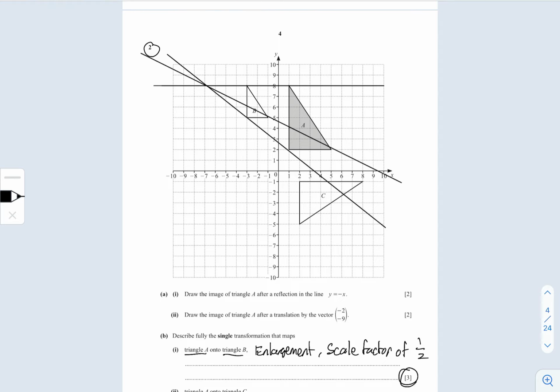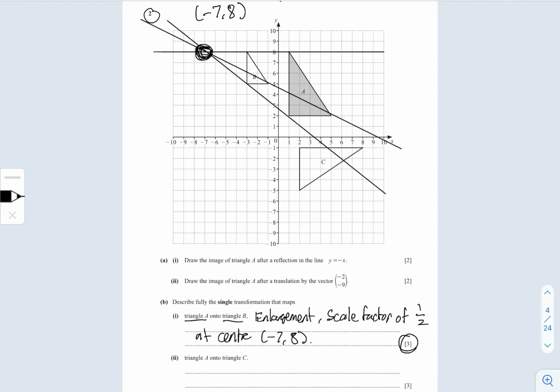So now that we have drawn the 3 lines, as you can see on the screen, you find the point where it all intersects, which, this is an estimate, is this point. So it's usually more accurate when you draw it by hand on paper. And this point here is -7, 8. Therefore, to answer 2b part 1, it is an enlargement with a scale factor of half at center -7, 8.